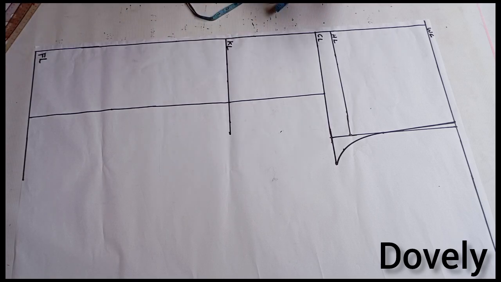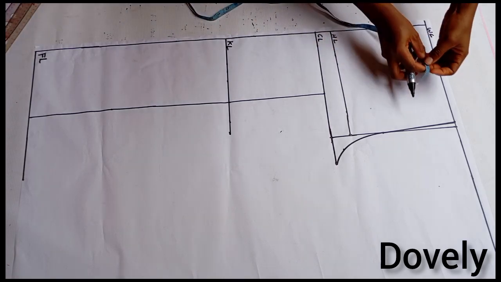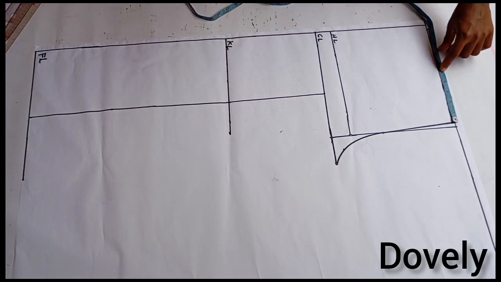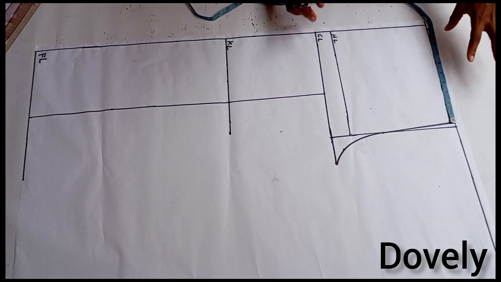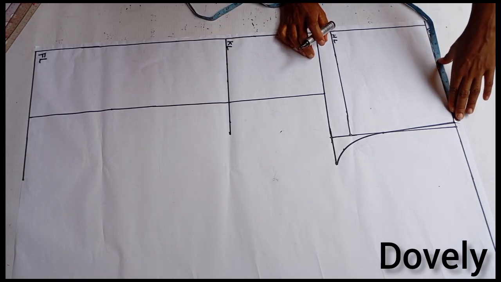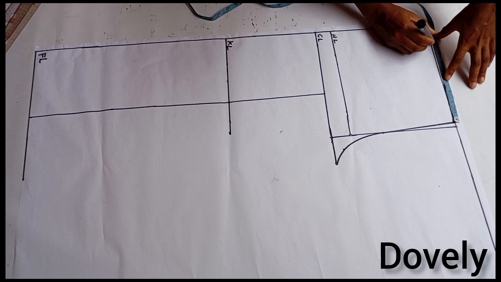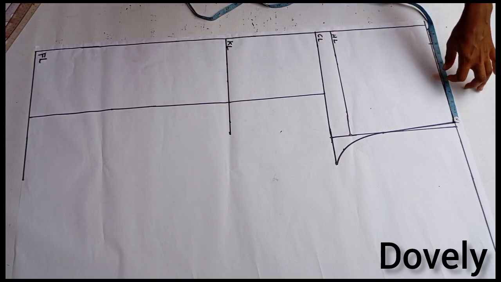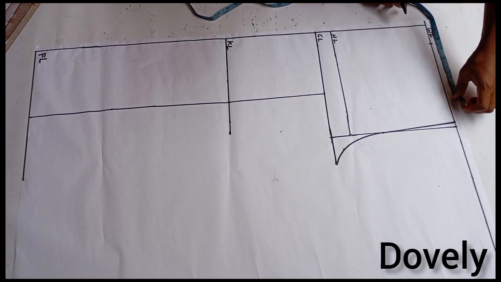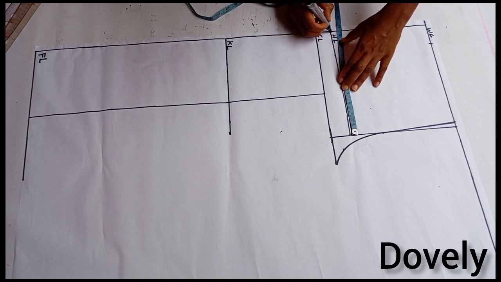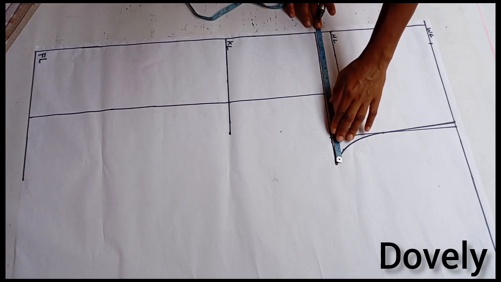So after that, the next is to start inputting my measurements. My waist measurement divided by 4 is about 8 inches. I'm using a waist measurement of 32 inches. Divided by 4 is 8 inches. So I'm going to go ahead and mark 8 inches here, starting from this line. Then my hip measurement, I already have my hip measurement here. I have my thigh measurement.